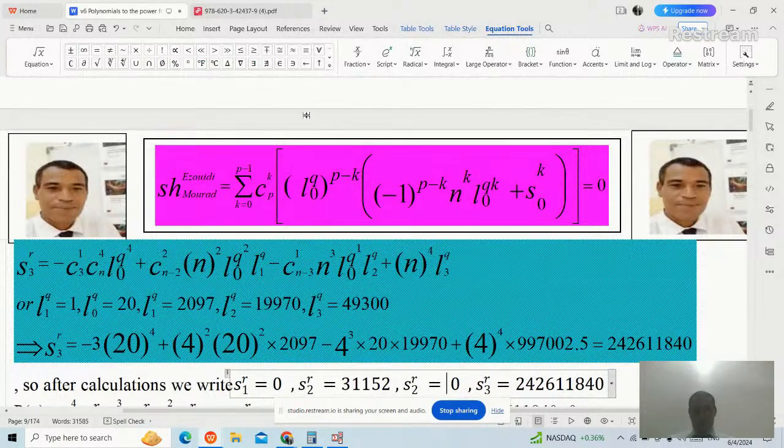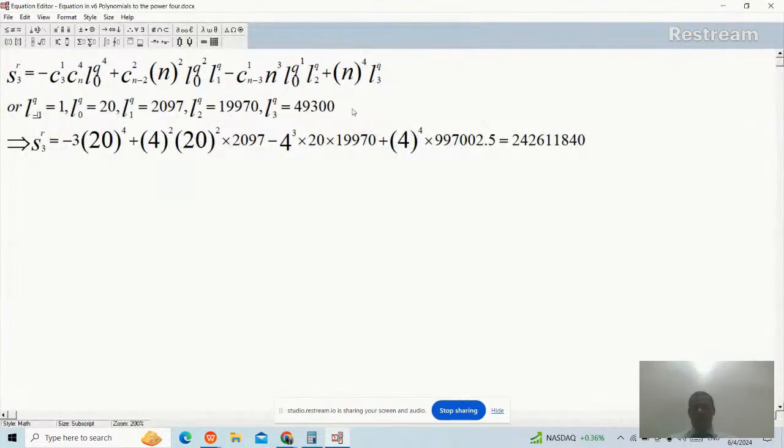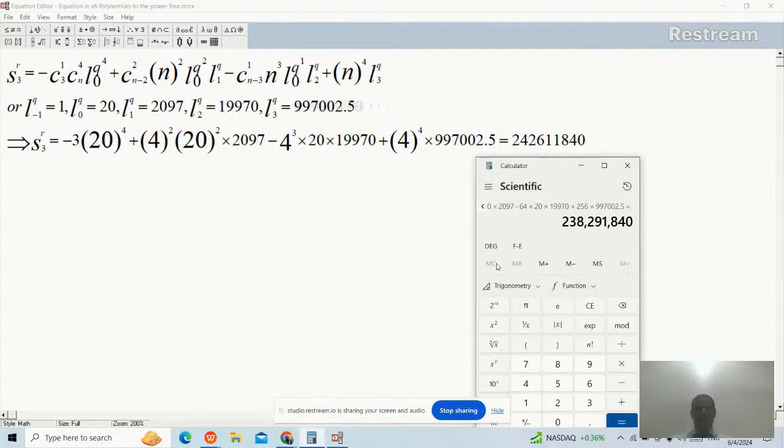Yes, this is 19. Okay, this one, learners, we told that this one is 19. 90. Okay, no, sorry, it is 997,002.5. Okay, then I will erase this. Because this one is the same as that, now I'll go back to calculate again.